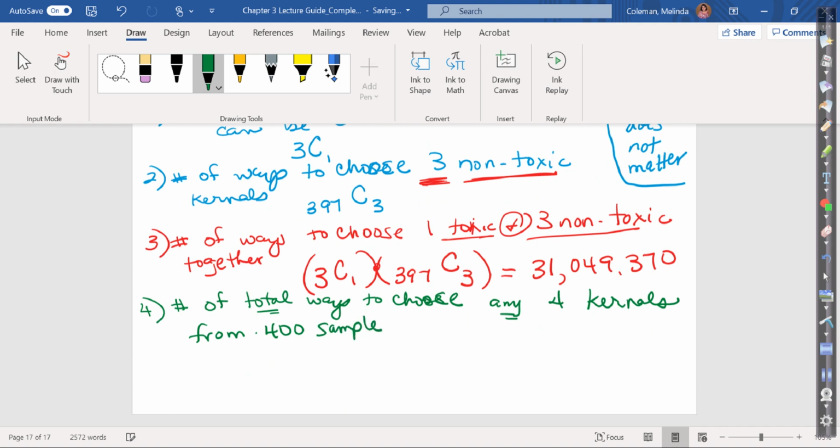So again, it doesn't matter the order you pick. At the end of the day, you got 4 kernels in your hand, and it doesn't matter where they sit in your hand. There's still 4 kernels. So this would be the combination of 400 things taken 4 at a time, which is 1,050,739,900.